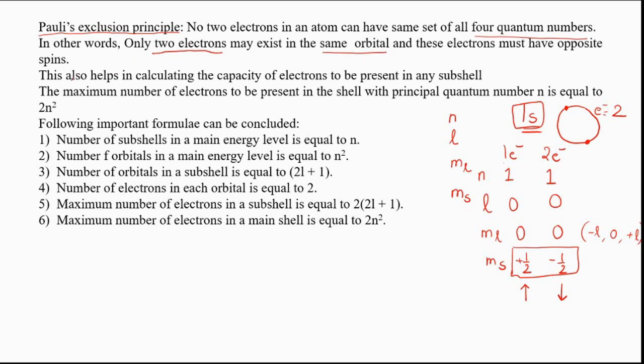Now this also helps in calculating the capacity of electrons to be present in any subshell. So I know that in one orbital there are two electrons, so I can calculate in any subshell how many will be the total number of electrons. If I consider an s orbital, I will have the maximum occupancy equal to 2.